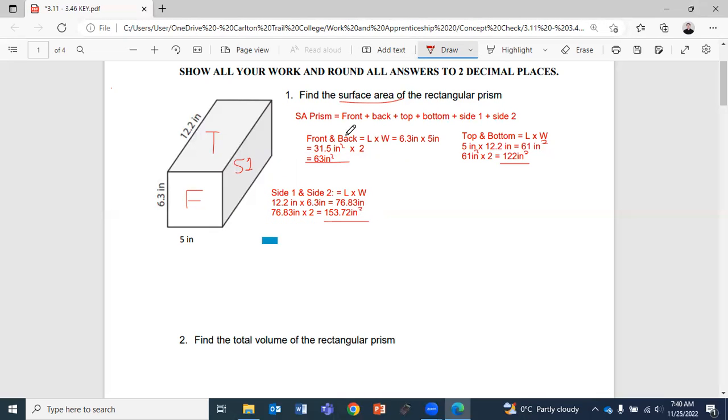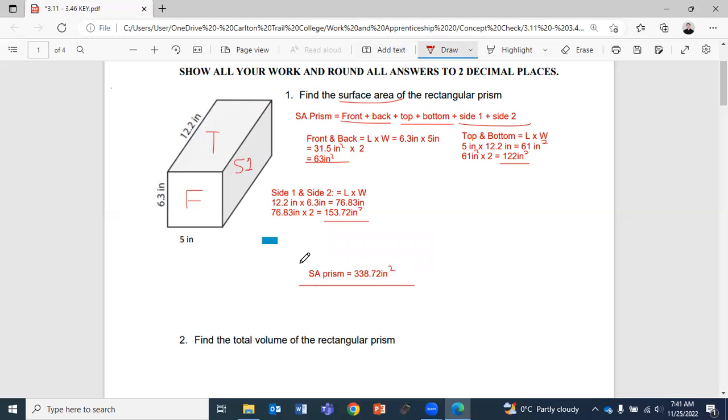Okay, but remember, I'm not done. I'm adding all these things. I have the front and the back done, the top and the bottom done, and side 1, side 2 done. So I add up all 3 of those things I've underlined there, and that's going to give me my final answer. So 153.72 plus 63 plus 122. The surface area of my prism is equal to 338.72 inches squared.